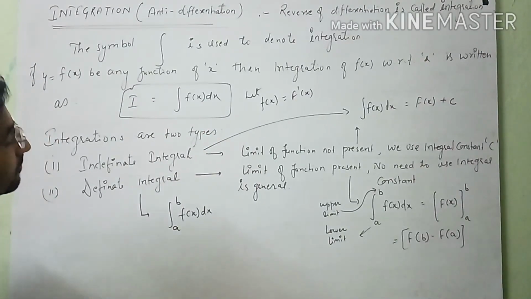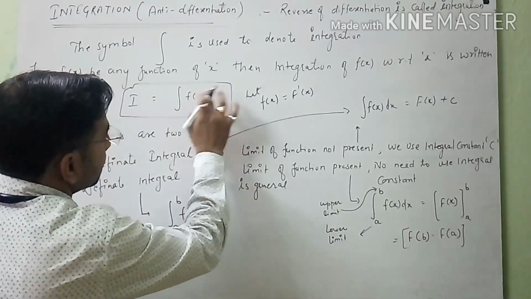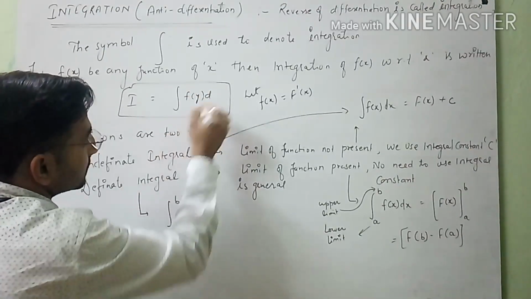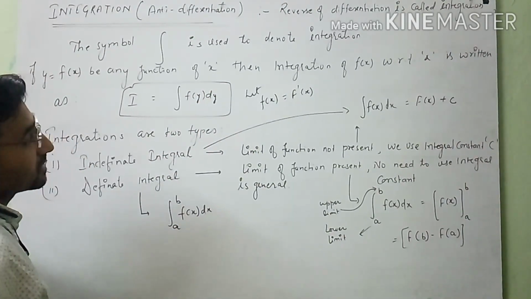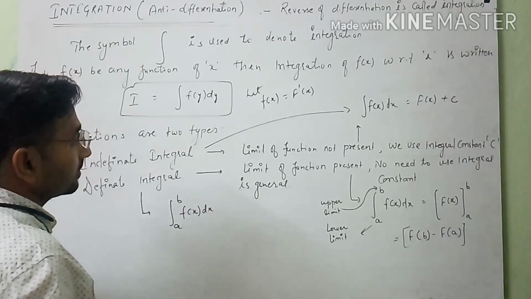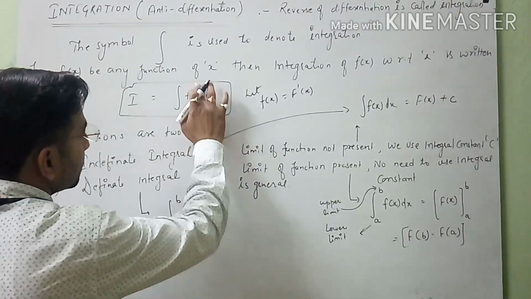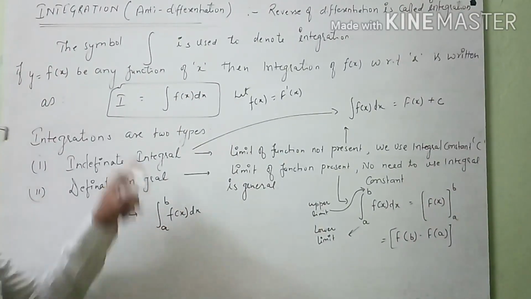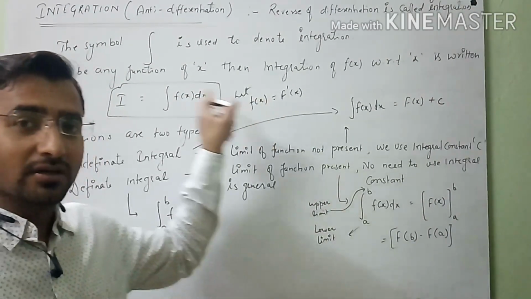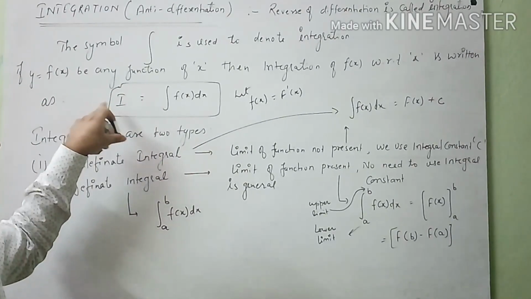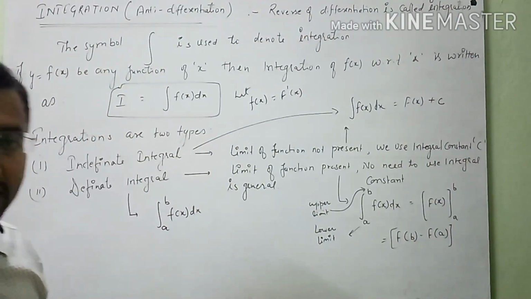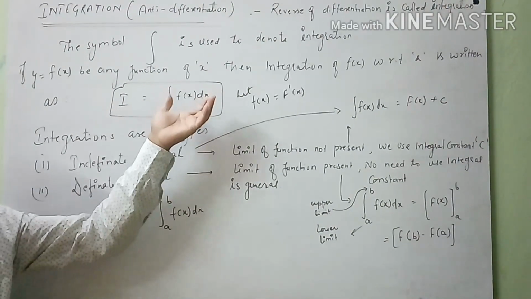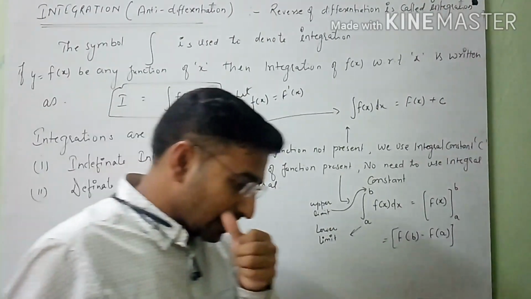If I want to write y as a function, then I will integrate that function with respect to y. Here again I am writing x. So the definition is that the integration of a function y equals f(x) is denoted by I equals integral of f(x) dx.